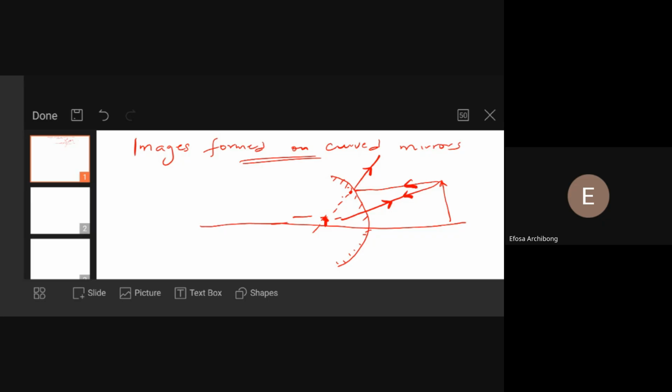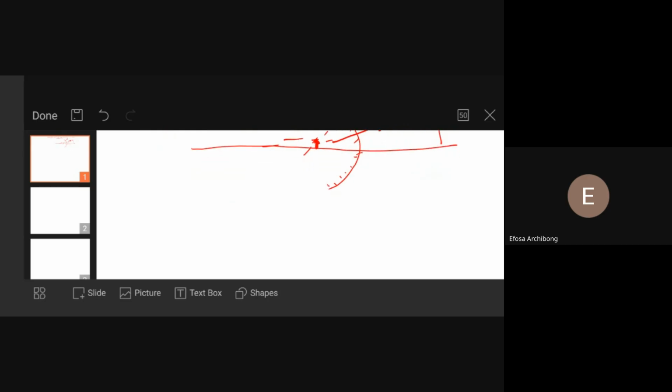Now, what then are the advantages or the uses of these mirrors we've talked about? We began to talk about the concave mirror, and then uses of concave mirror. Let me just say uses of curved mirrors. I'll just talk about them generally. Uses of curved mirrors. So we begin with the concave.